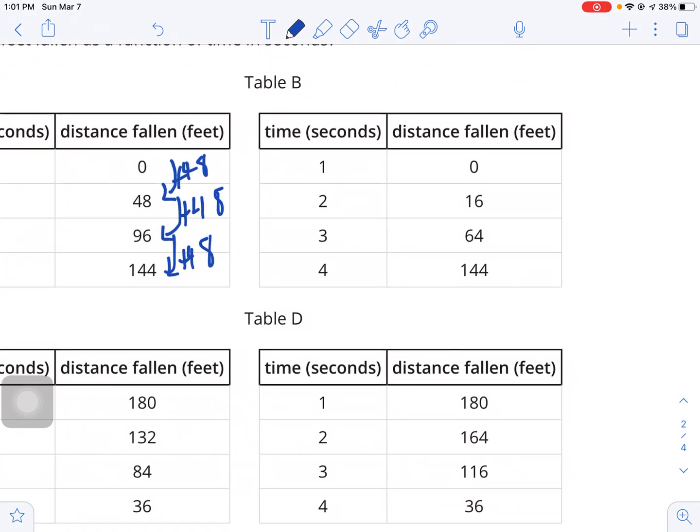Table B, it looks like it increases by 16 here. And then it increases by a lot more than 16.